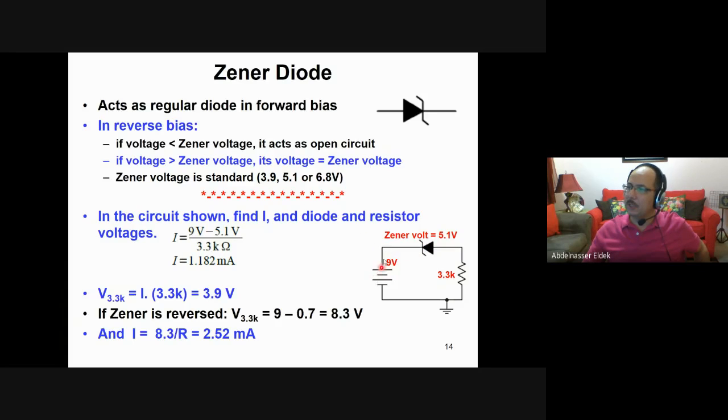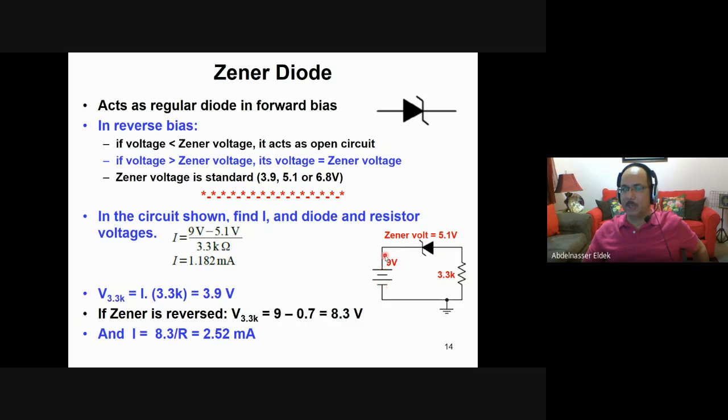Assume that the voltage here is not 9 volt, it is 3 volt. So now what is the voltage across the resistor? In this case, the voltage across the Zener will be this 3 volt. The Zener will be open circuit, so you don't have any current. In this case, you do not have a current in the resistor, then there's no voltage.